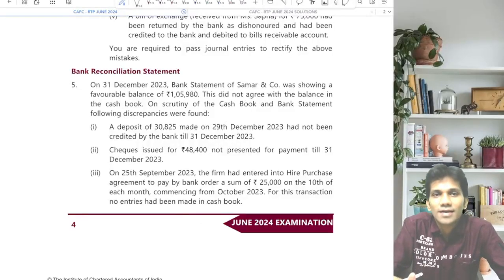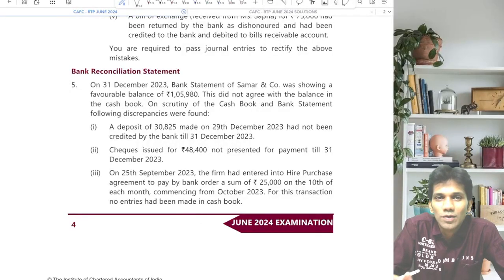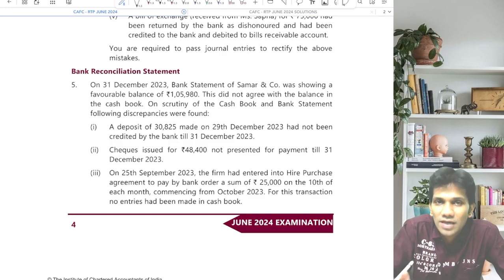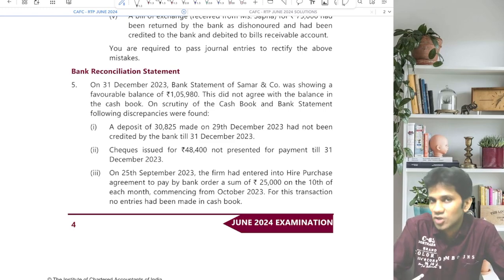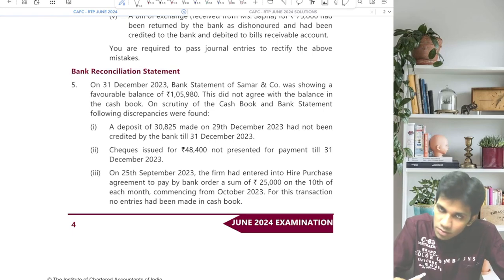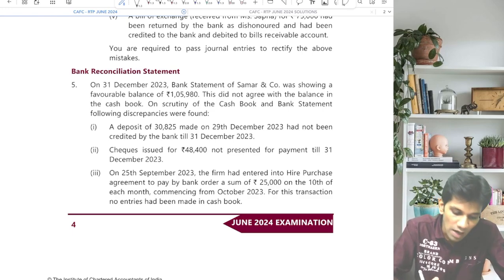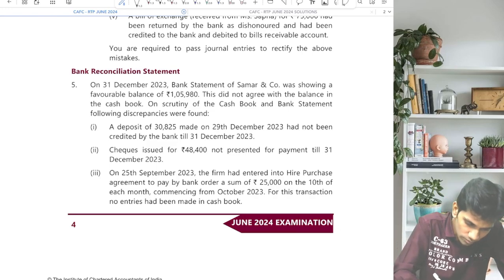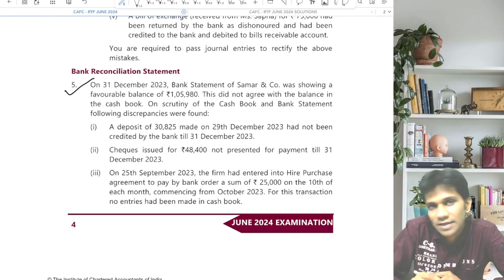Yes, friends, we are continuing with RTP June 2024. We have already completed the new syllabus topics, that is issue of bonus shares, redemption of preferences, issue of debentures, dissolution of partnership firm. Now, I'm going to start and discuss the topic bank reconciliation statement.